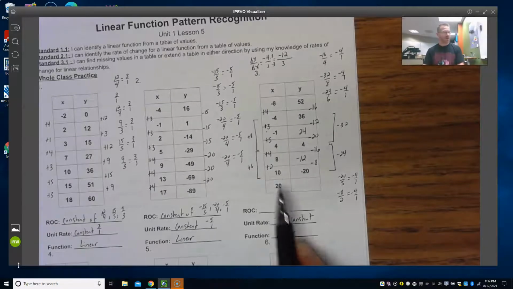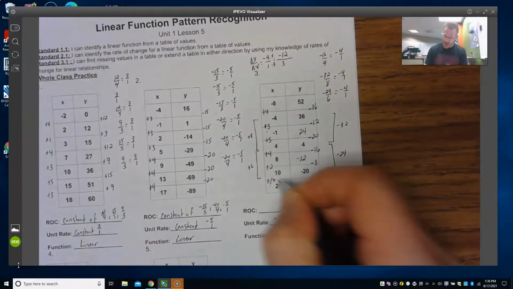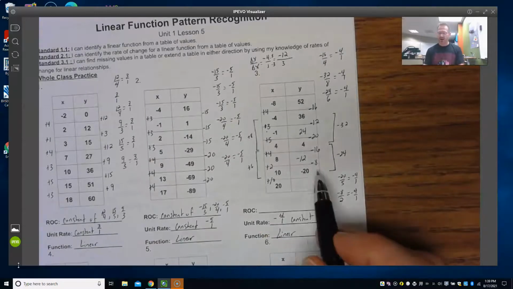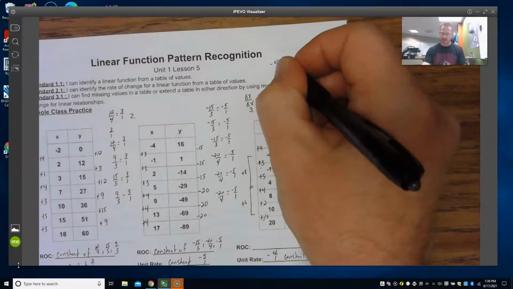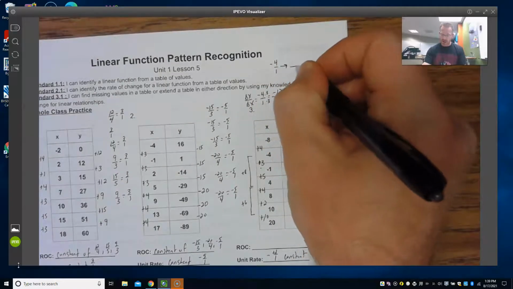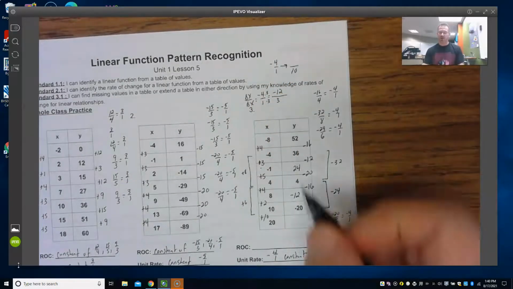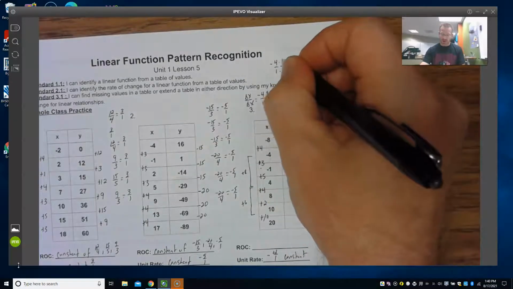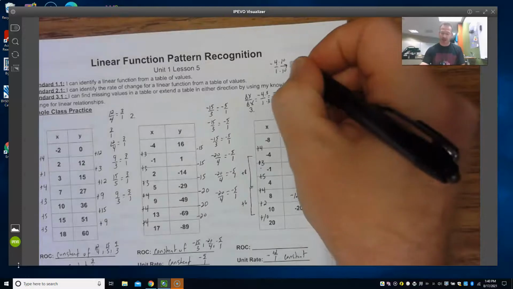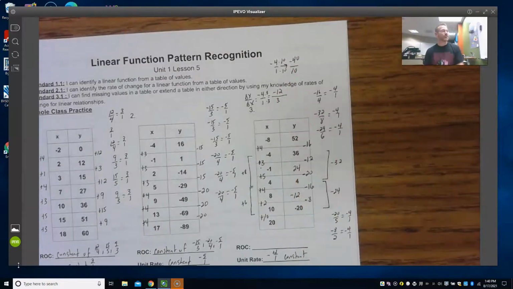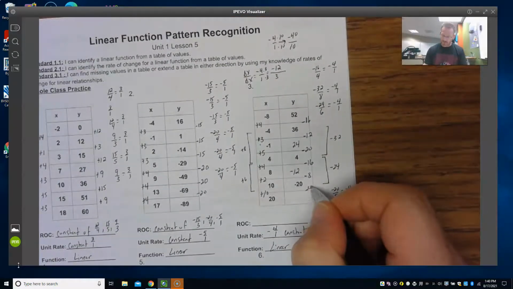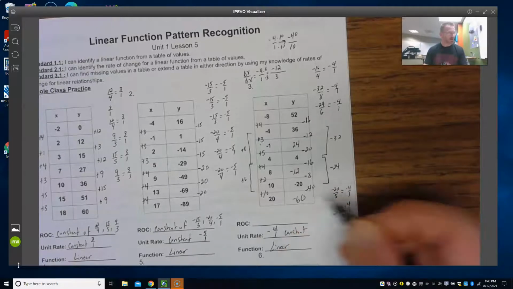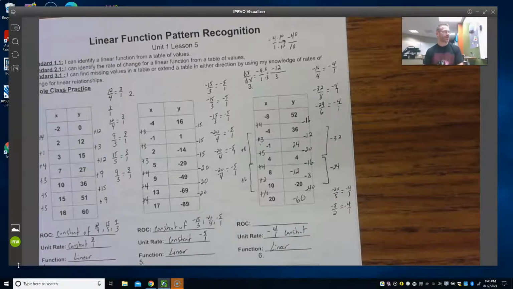Okay, now I go from 10 to 20. So I go up 10. So now I've got to figure out, okay, what do I need to do here? So once again, I'm going to go back to this -4 to 1. And I want this to be a 10. So I would do 1 times 10. So now I would do the same thing in the numerator. So I do -4 times 10, and that's -40. So then I would subtract 40 here, and I would get to -60. And then I can see that I have that constant rate of change.